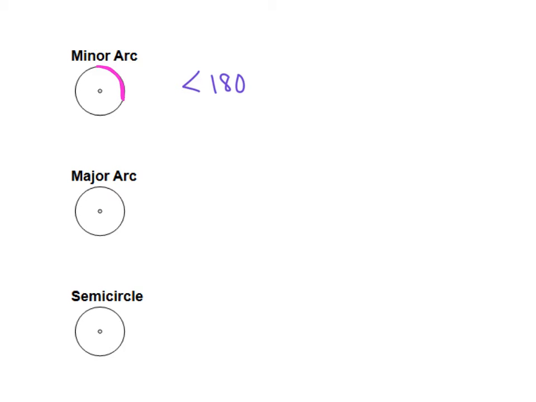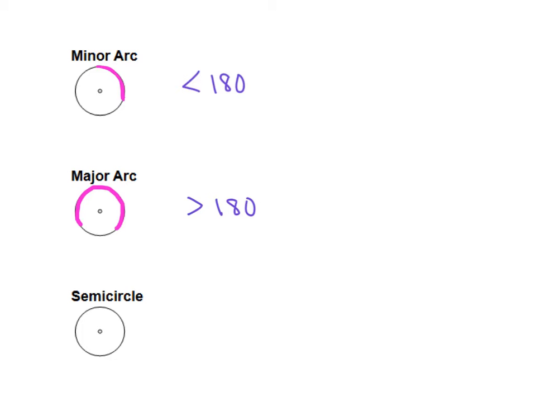A major arc is going to be bigger. We see the word major, so we want to think bigger. That's going to be greater than 180. So again, we said 180 was half of it, so it's going to be more than that. If I go more than half, it could look something like that. That's an example of a major arc.